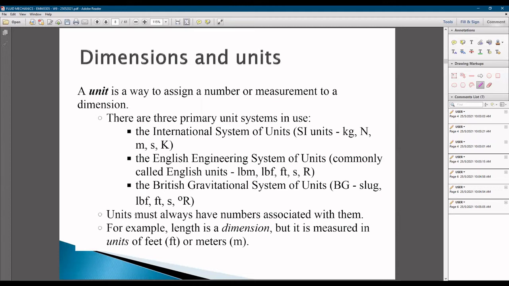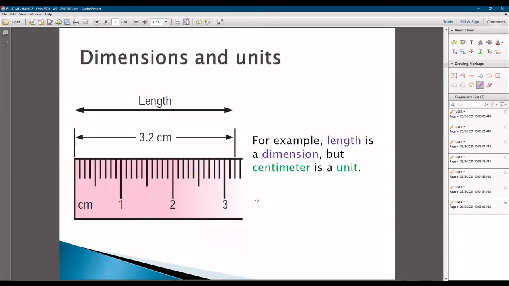Units must always have numbers associated with them. For example, length is a dimension, but it is measured in units of feet, or meters for the SI unit. Okay. Another example here: length is a dimension, but centimeter is a unit.